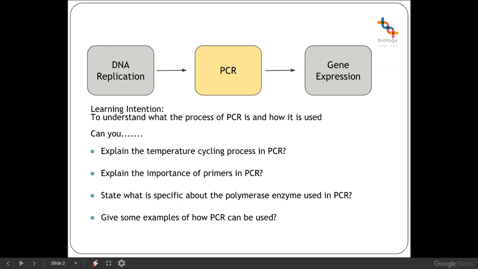We'll move on next week to be looking at gene expression, so how genes are actually producing proteins within a cell. But for today, we are looking for you to understand what the process of PCR is and how we use it. You need to be able to explain the temperature cycling process in PCR. You need to be able to explain why primers are important in PCR, what is specific about the polymerase enzyme used in PCR, and be able to give some examples of how PCR is used.